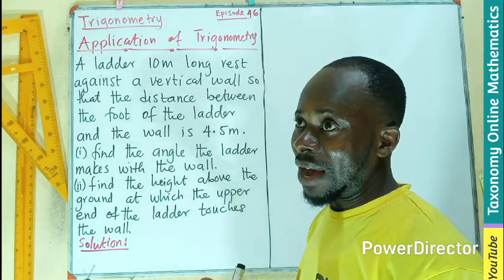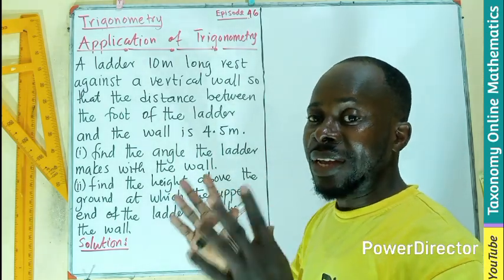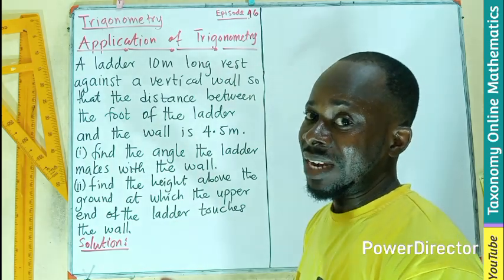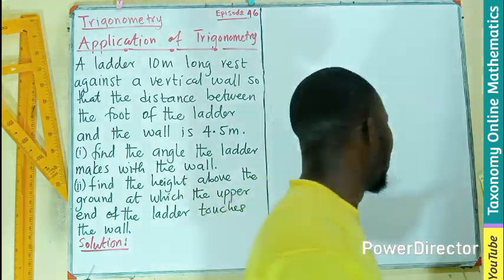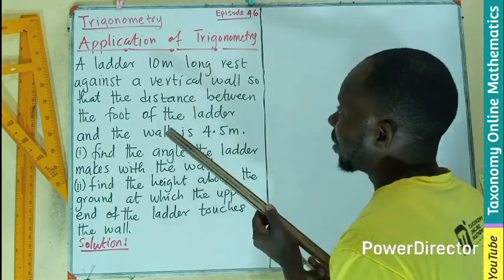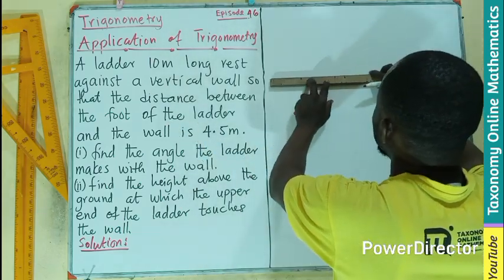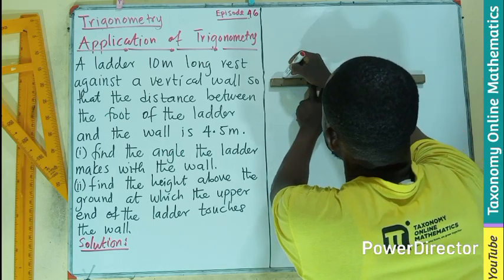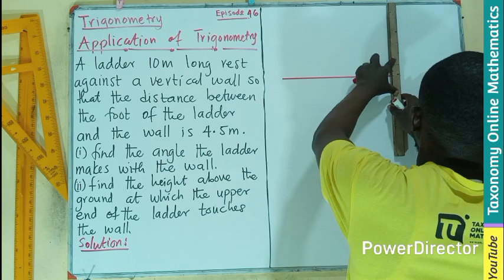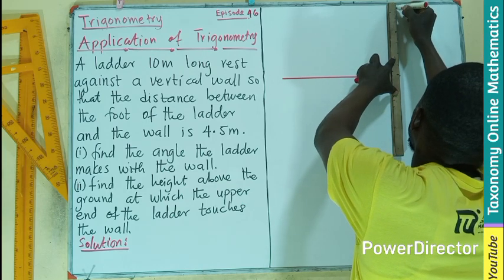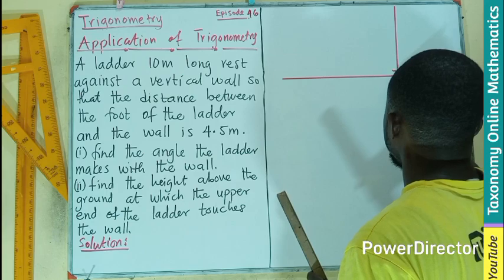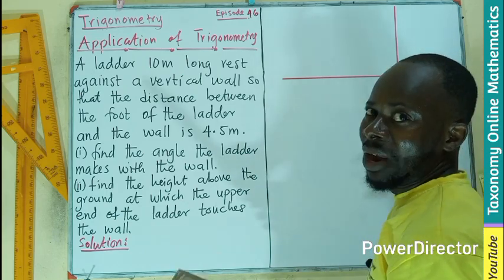So first of all, we have to create a diagram or make a sketch representing a triangle. The first thing we need is a ground. There is a ground, and there is a wall. So let's indicate the wall as well. This is the wall on the ground, which will make an angle of 90 degrees with the ground.